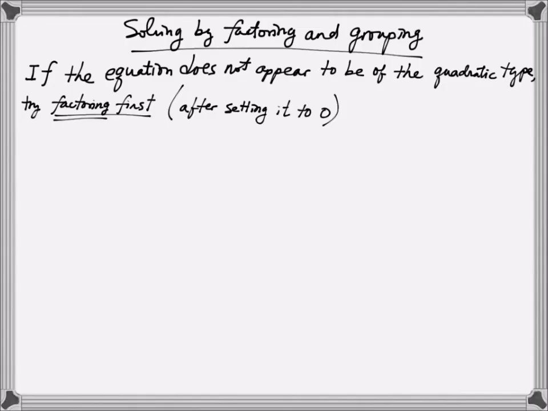Hi, in this video, we're going to look at two very quick examples of solving by factoring and grouping. Use these techniques when the equation doesn't appear to be of the quadratic type. What we mean by that is if it doesn't look like some number times some variable squared plus another number times the same variable plus yet another number. If it doesn't look like that, we're going to try factoring first.